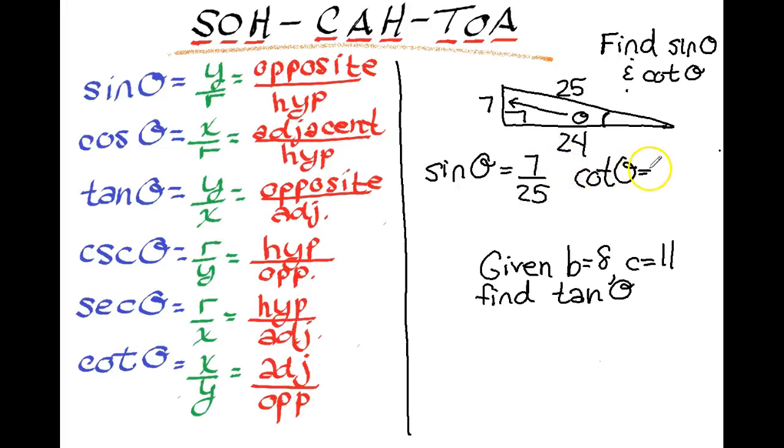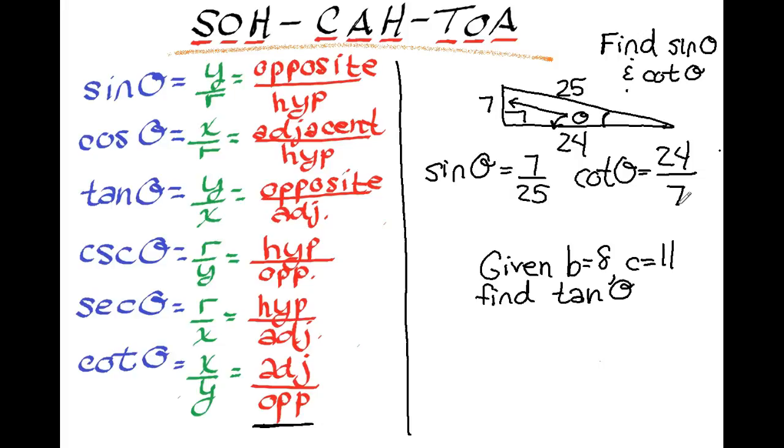Cotangent of theta, let's go down here to cotangent. It's adjacent over opposite. Our adjacent side is always one of the legs that makes up your angle. So our adjacent side is 24, and our opposite side again is 7. So we've answered that question. Let's go ahead and take a look at the next type of question you might get on your homework.